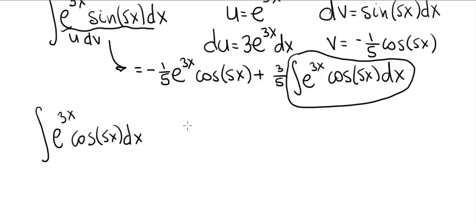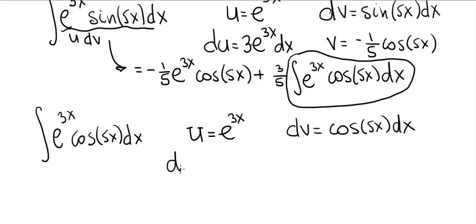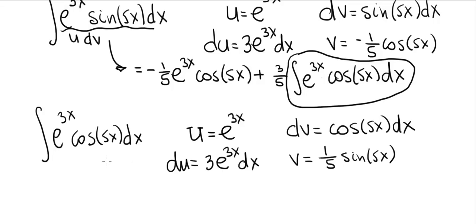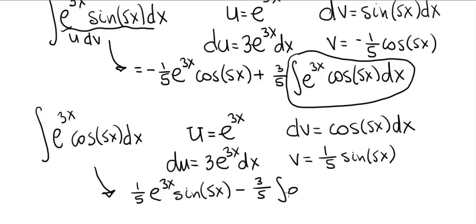The only thing you need to remember is that we picked u to be e to the 3x in the first integral. We have to be consistent, otherwise this problem will not work out. So we want to select u to be e to the 3x in this case also, and that leaves dv equal to cosine of 5x dx. And so du, once again as it was before, is 3 e to the 3x dx, and v is going to be 1/5 sine of 5x. So now this integral equals u times v, the new u and the new v. So this is 1/5 e to the 3x times sine of 5x minus the integral of v du. So this will be minus 3/5 in front, and then the integral of e to the 3x times the sine of 5x dx.